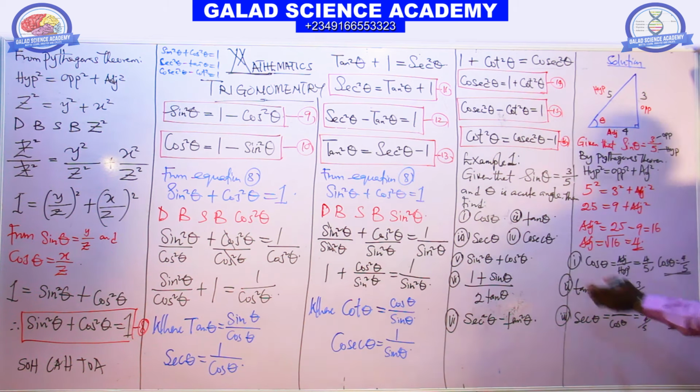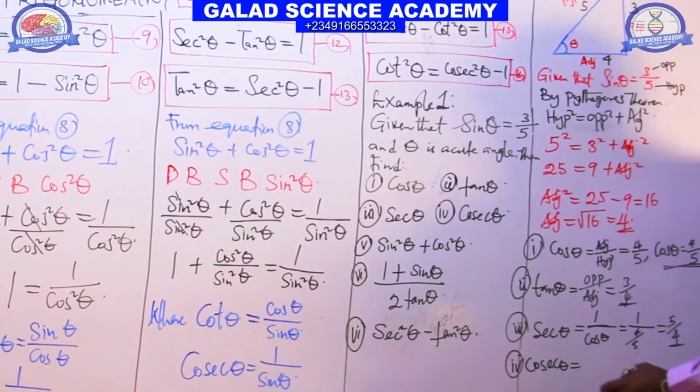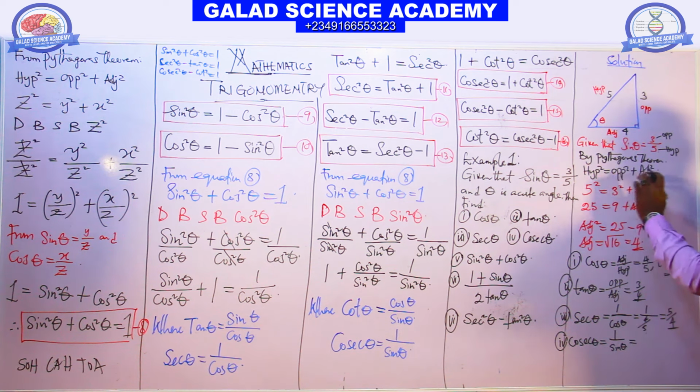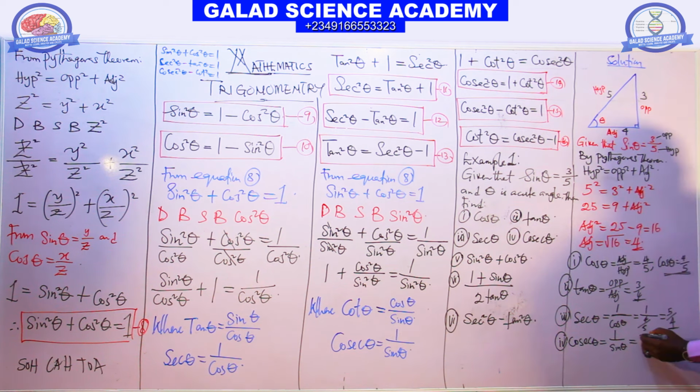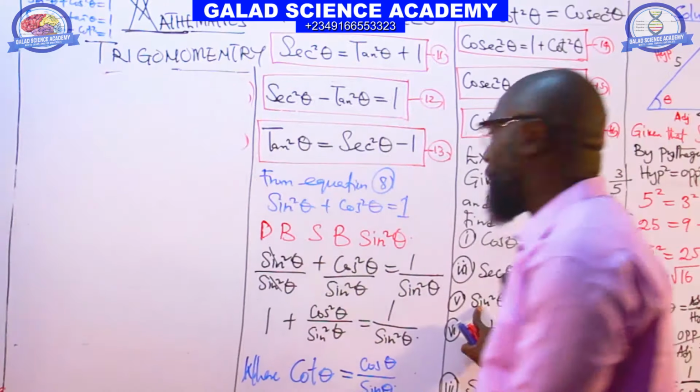Now cosec theta, question number 4. We all know that cosec theta is the reciprocal of sine theta. What is sine theta? They gave it to us before in the question as 3 over 5. So it is 1 over 3 over 5, and it will give us 5 over 3. That's for 4. Let me rub the board. Question number 4 now.